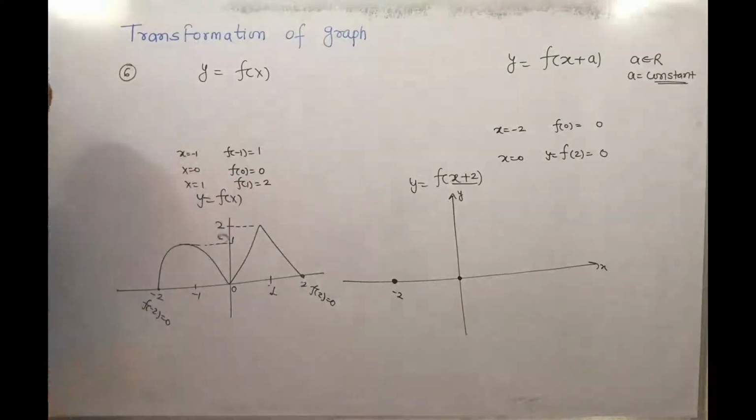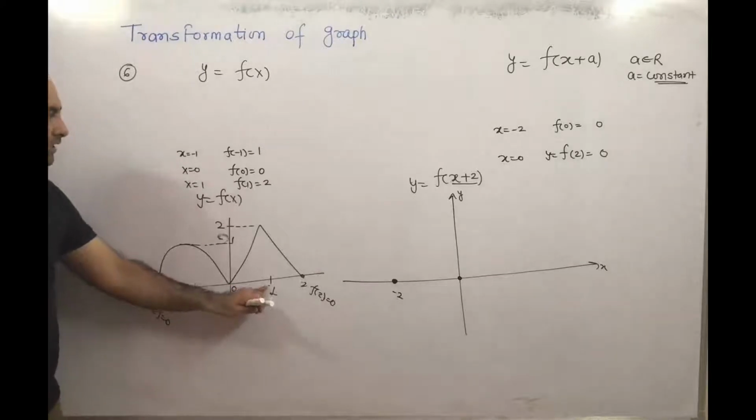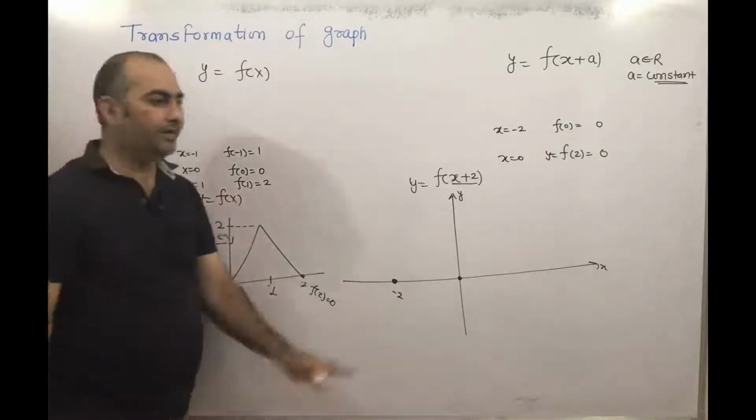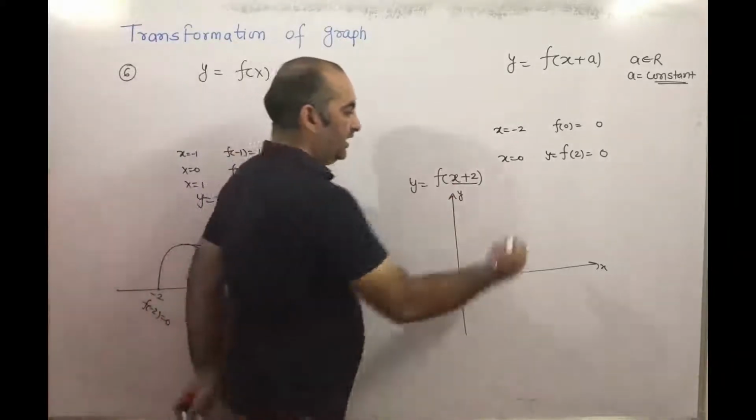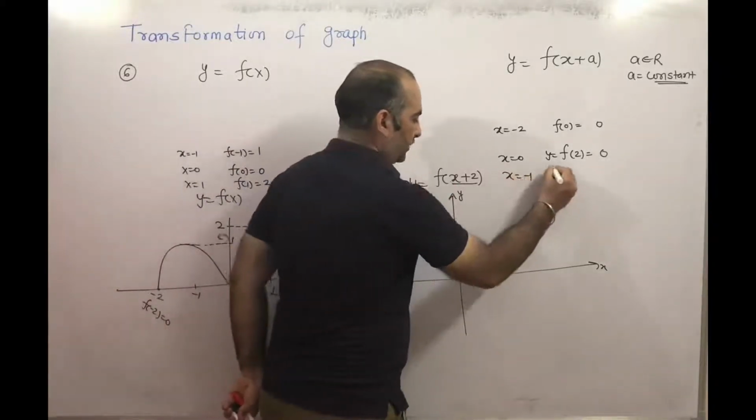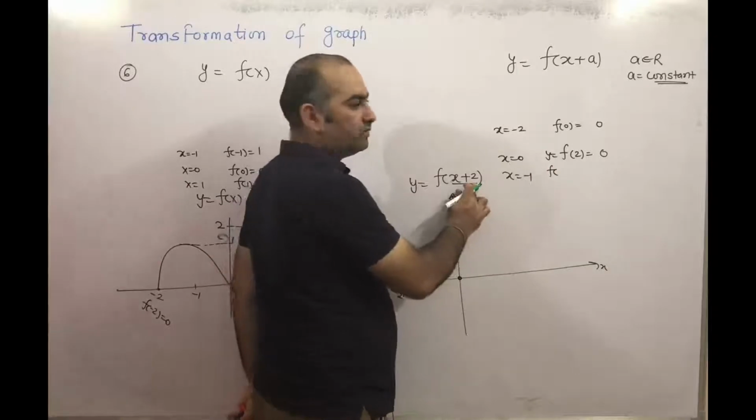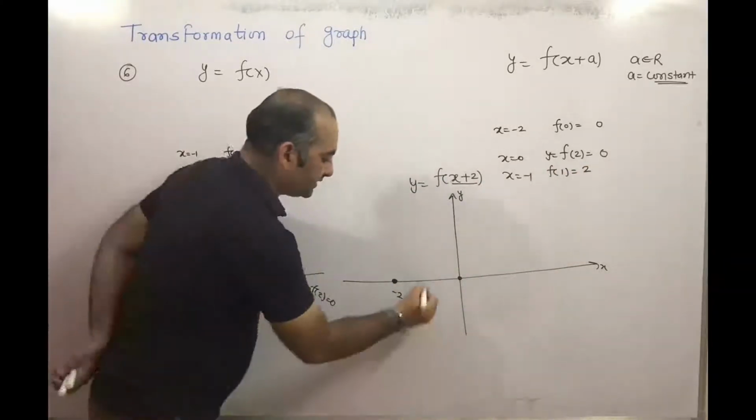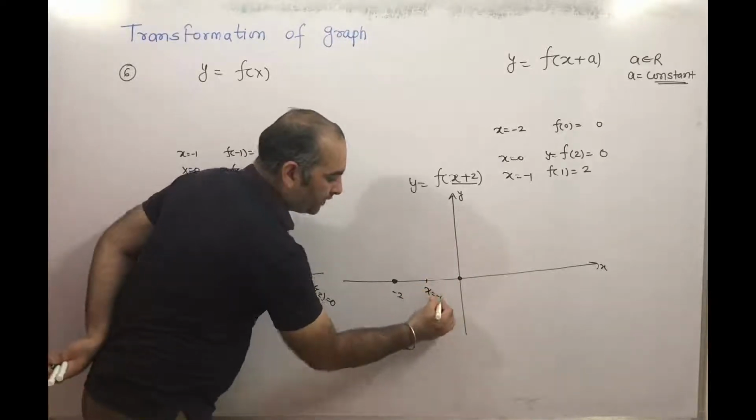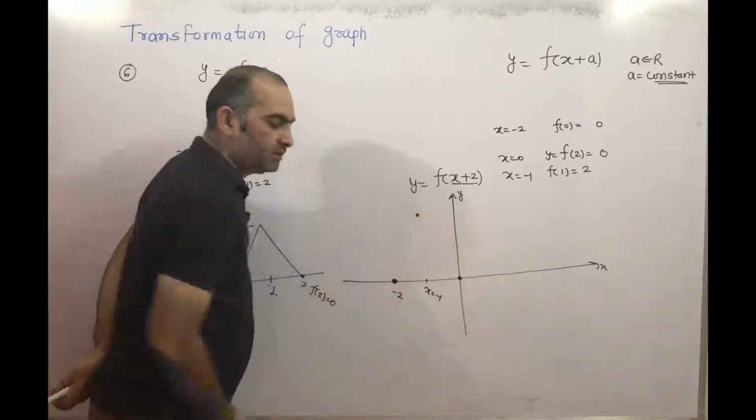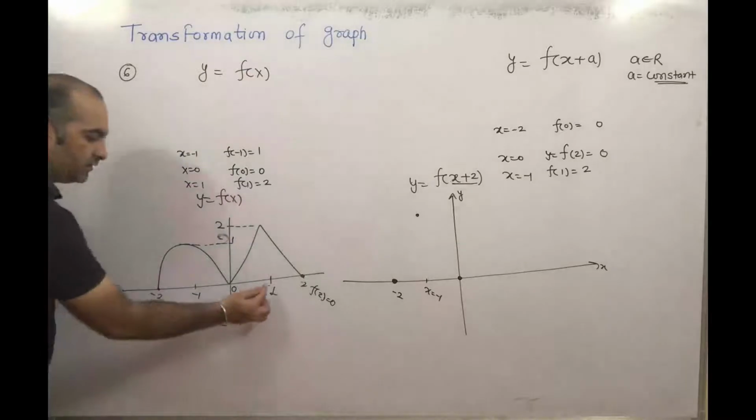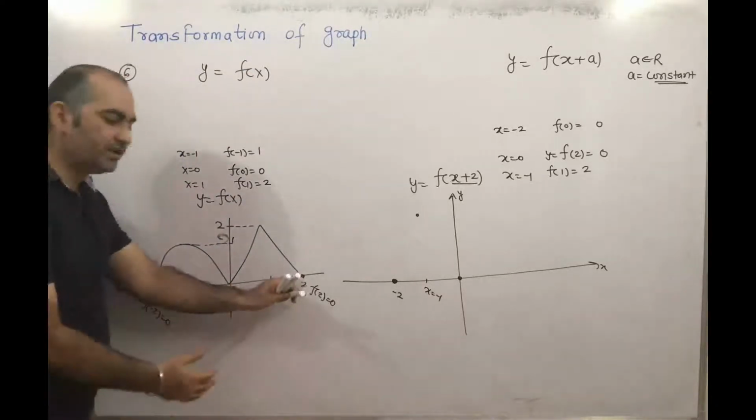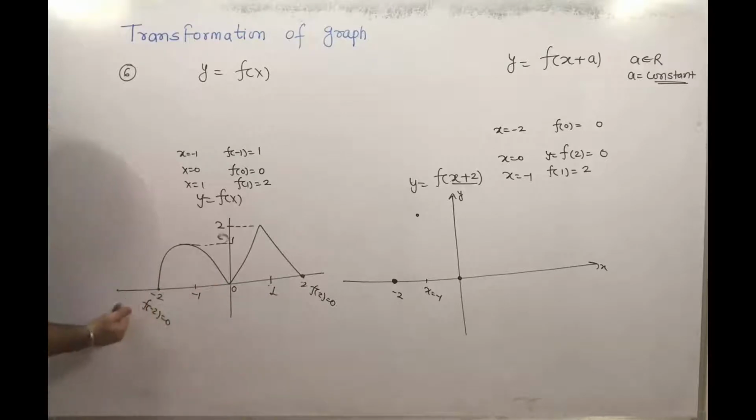One more thing you can take. At 1 we are getting f(1), which is 2. When will this become 1? If I put x equal to -1, f(-1 plus 2) is f(1), which is 2. That means at x equal to -1 we are getting 2. So we can say this point 1 is shifted to -1. This graph is entirely shifted 2 units to the left hand side.